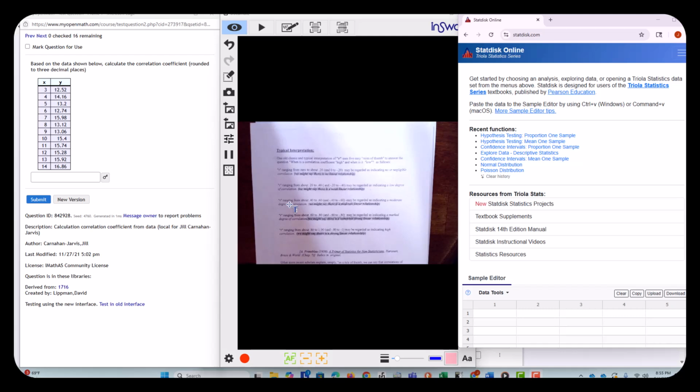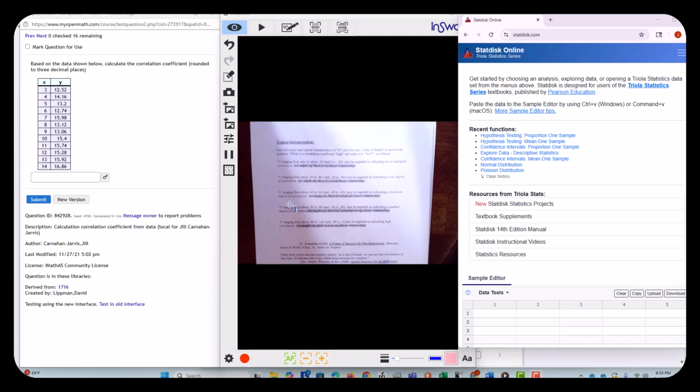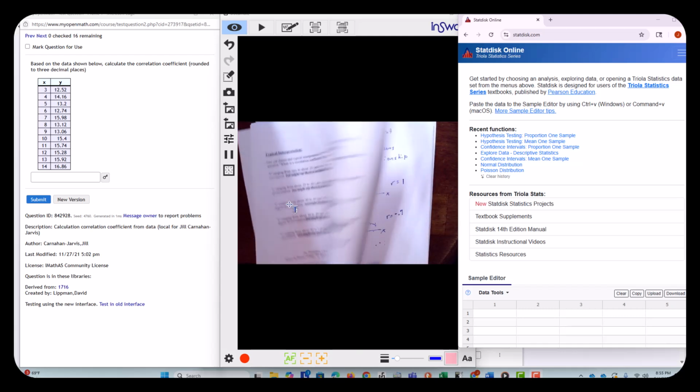R ranging from 0.6 to 0.8, or -0.6 to -0.8, we might regard that as a marked degree, or a somewhat strong linear relationship. And between 0.80 to 1, or -0.80 to -1, we would say there's a high correlation, or we might say that there is a strong linear correlation. Okay, so I just wanted to point that out.